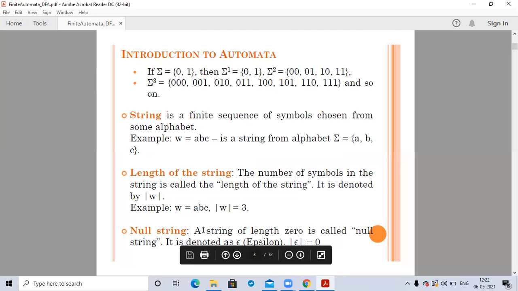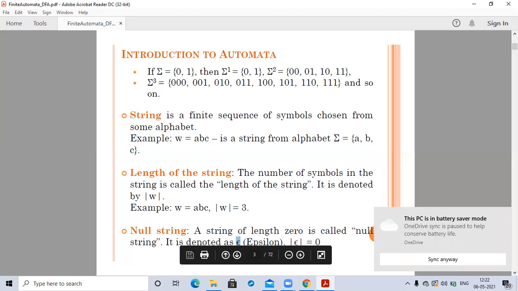And coming to the null string. A string of length 0 is called the null string, and it is denoted with the epsilon. Okay, so this is the symbol for the epsilon. And what is the mod epsilon? Mod epsilon is always 0 because epsilon is indicating the empty string. Mod epsilon is the length of that empty string. Length of the empty string is 0 only. Okay, so this is the null string.